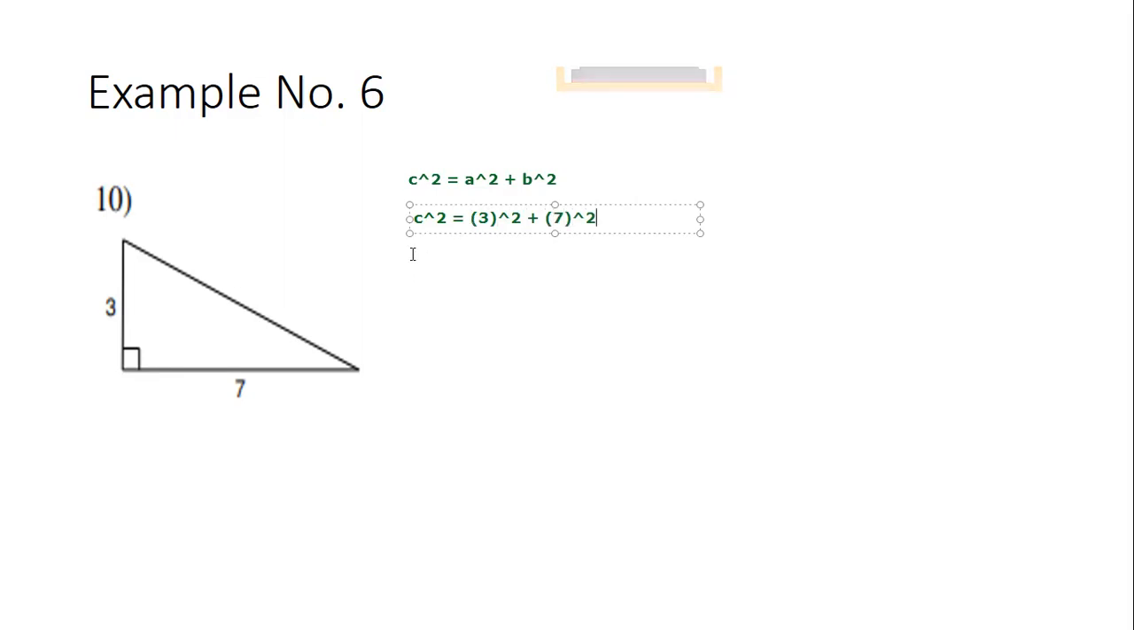Okay, so c squared is what? So 3 squared is 9 plus 7 squared is 49. So c squared is equal to 58. So in order for us to find the value of c, you need to extract the square root of both sides of your equation. So we get the square root of this side and we get the square root of this side. So the radical sign here and the squared here will be cancelled out. So this will be c, which is equal to what? Square root of 58.